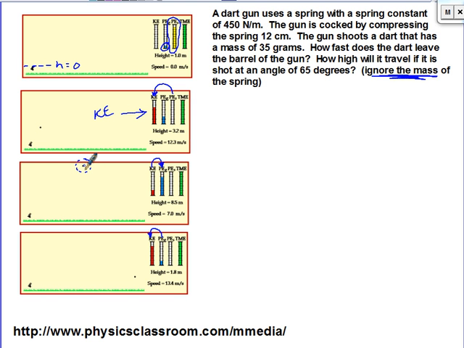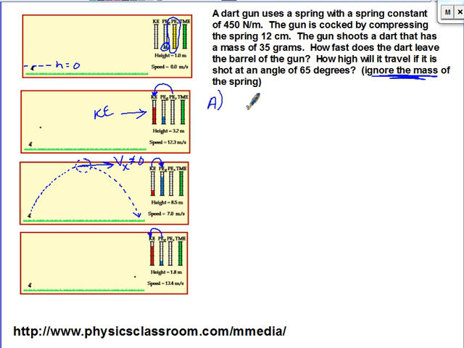And the trick on this one is that, being that it's shot at an angle, it's still going to have some horizontal velocity up here. Vx is not 0 here. So it's still going to have some horizontal velocity. We're going to have to use a little bit of vector resolution to be able to figure out just how fast it is moving horizontally, because it will still have kinetic energy at the top. Okay, so let's go ahead and try this.